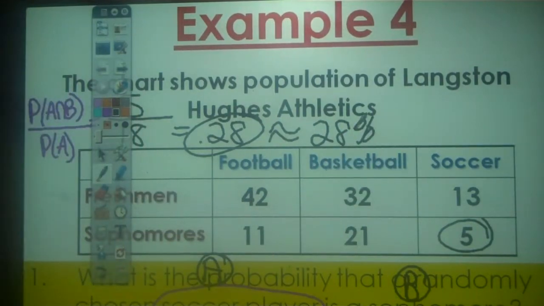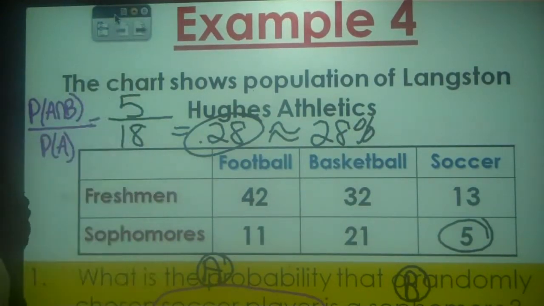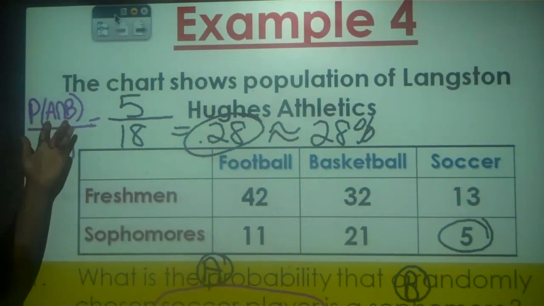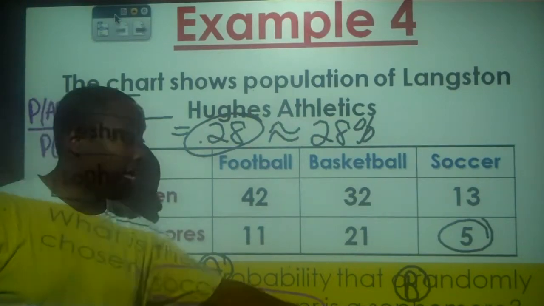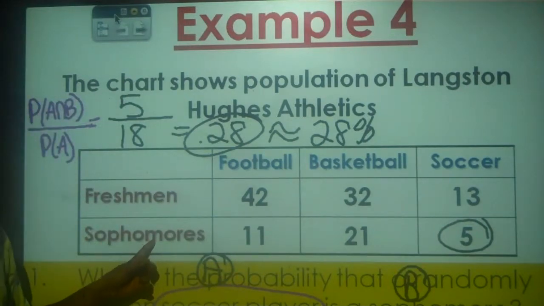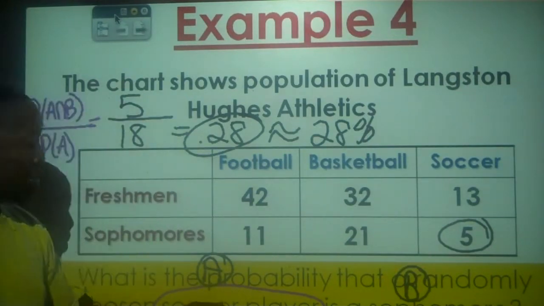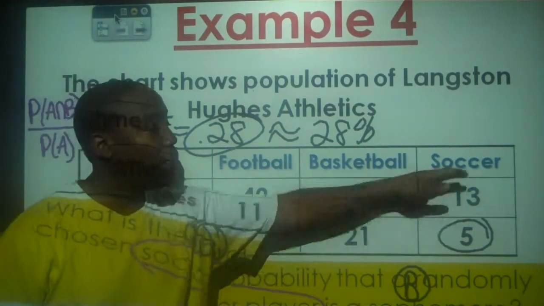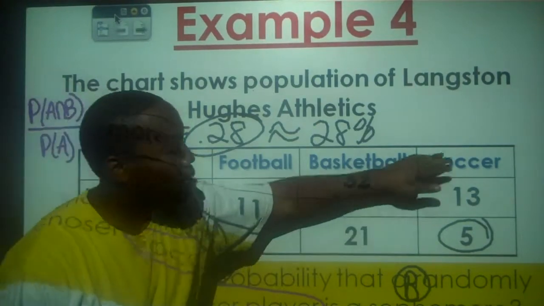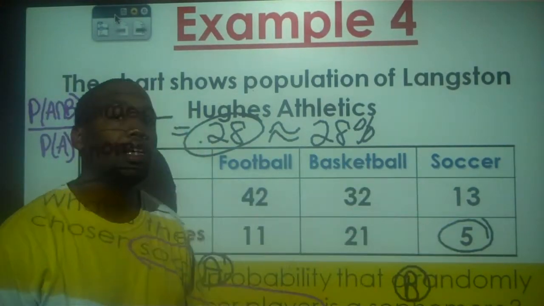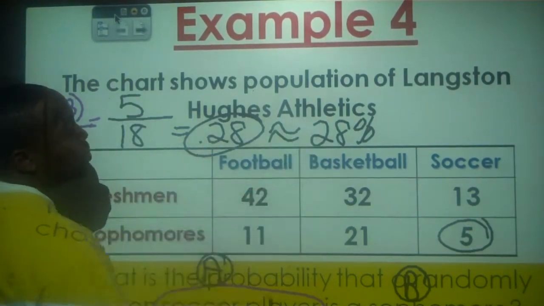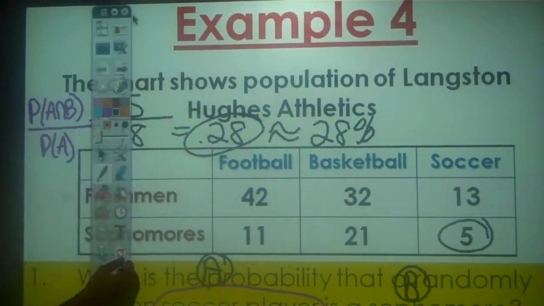Alright? So that's how we find conditional probability using a chart, and before that, given a sentence. So we look for the probability of both these events together, which is soccer and sophomore, and we receive 5. And the probability of just that A event, just a soccer player: we have sophomores and we have freshmen. So we add this straight down, 13 plus 5 gives me 18. So 5 over 18, and that's going to be 0.28, which is equivalent to 28%. Alright? That's what we got.